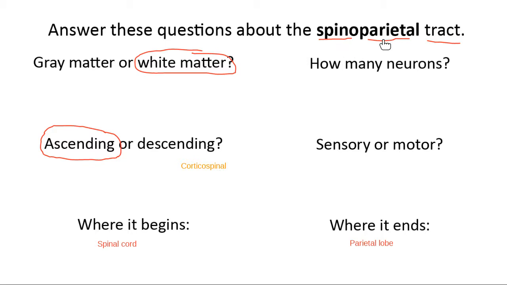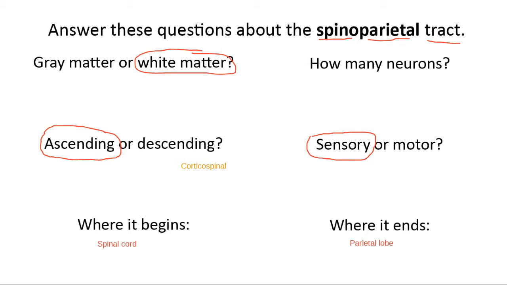spinoparietal tract. Because we said this is an ascending tract, are ascending tracts sensory or motor? What kind of tract is an ascending tract? Yeah, ascending tracts are always sensory tracts. I'm only ever going to send sensory information up to the brain. When we talk about ascending tracts or sensory tracts, how many neurons do ascending or sensory tracts usually have?